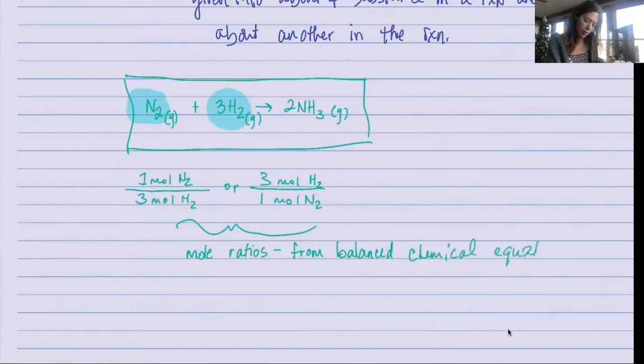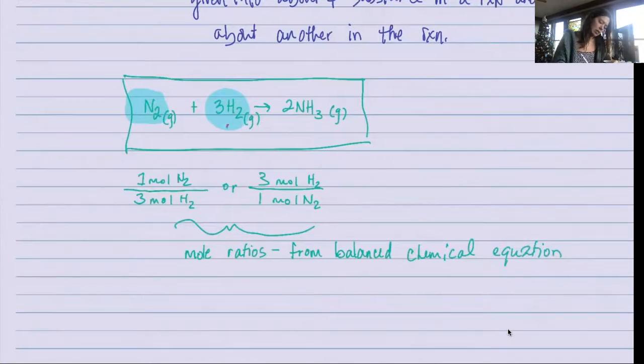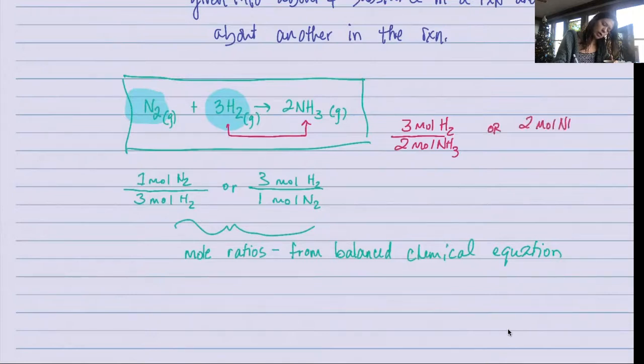So we've got some other mole ratios in this balanced chemical equation. I could relate hydrogen and ammonia. I could say that for every 3 moles of hydrogen I use, 2 moles of ammonia will be produced. Or I could say, in order to produce 2 moles of ammonia, in order to make 2 dozen cookies, I need, according to my recipe, 3 moles of hydrogen, right? It's just a recipe, which gives us ratios.